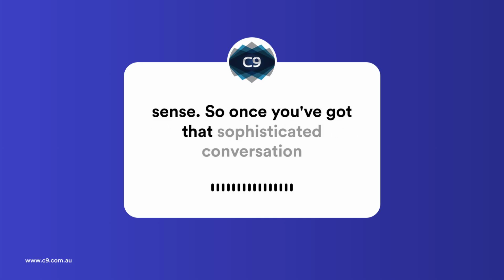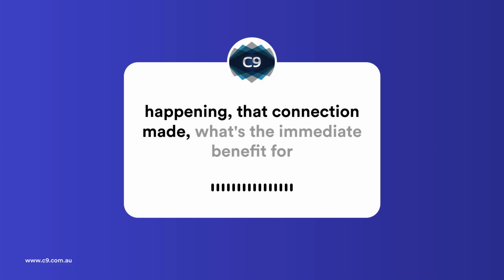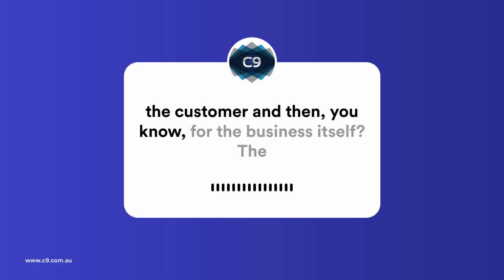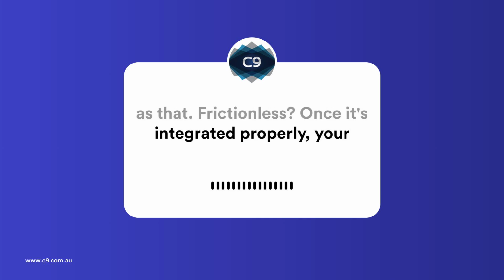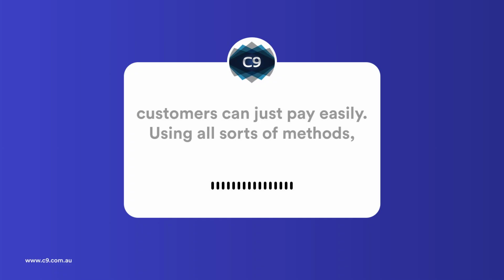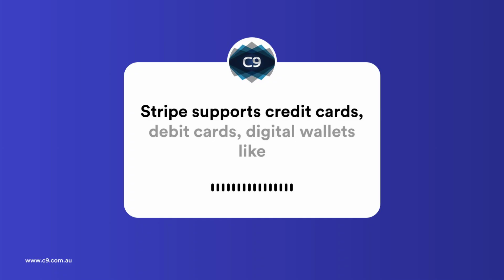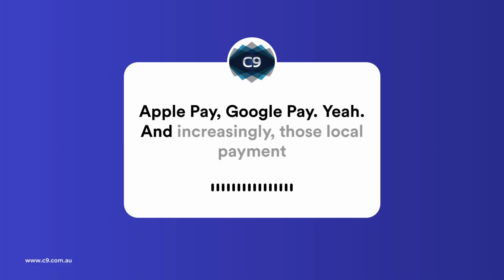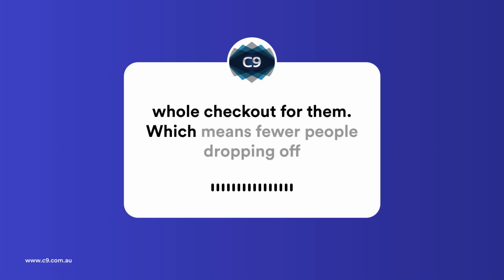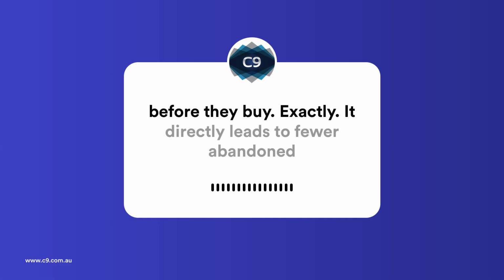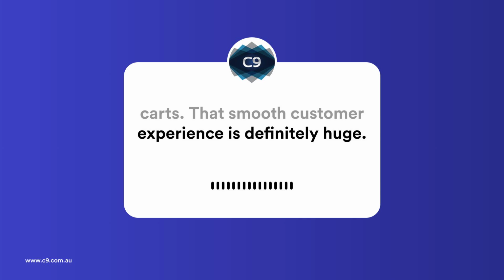Right, that makes sense. So once you've got that sophisticated conversation happening, that connection made, what's the immediate benefit for the customer and then for the business itself? The immediate payoff is frictionless transactions. Simple as that. Frictionless? Once it's integrated properly, your customers can just pay easily using all sorts of methods. Stripe supports credit cards, debit cards, digital wallets like Apple Pay, Google Pay. And increasingly, those local payment methods that matter in different regions. It just simplifies the whole checkout for them, which means fewer people dropping off before they buy. Exactly. It directly leads to fewer abandoned carts. That smooth customer experience is definitely huge.